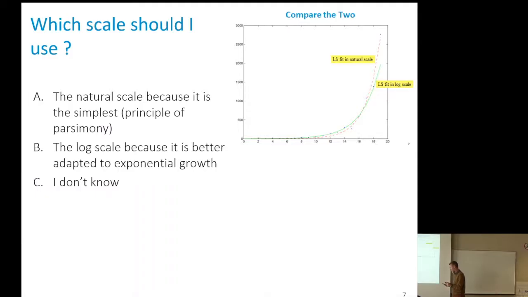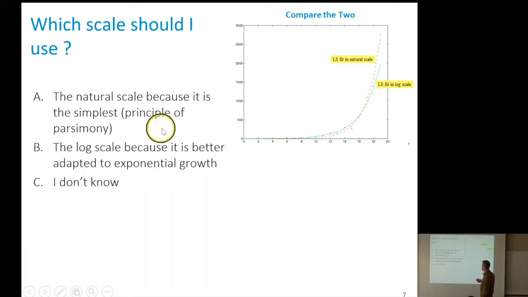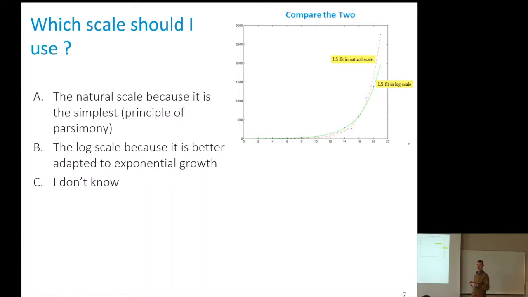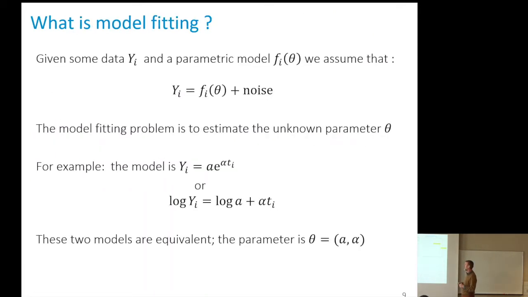Voilà. The vast majority says B, the log scale. A few people are still adepts of the natural scale. Well, let's postpone the answer a bit. By simply looking at that, yes, we could say log scale because it grows exponentially fast. This is probably what would have been done naturally without asking the question. But if we ask the question, we need perhaps to understand more about what is model fitting, and then we'll come back to the answer to that.